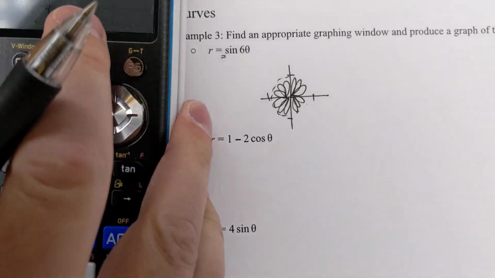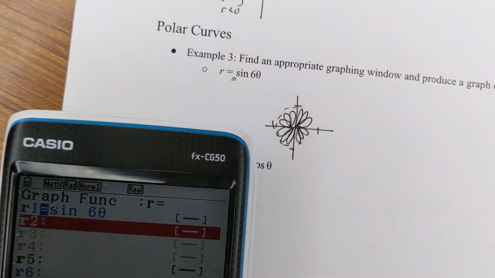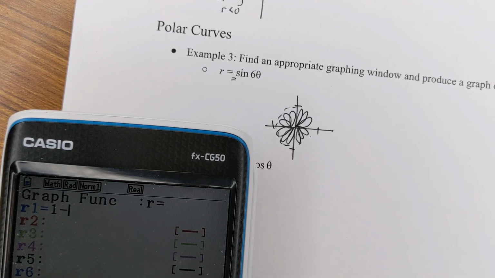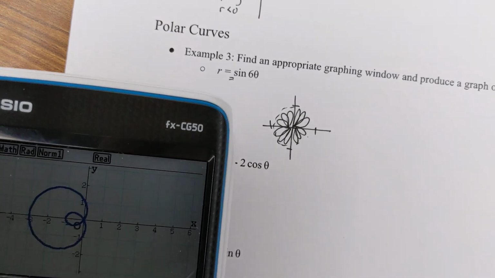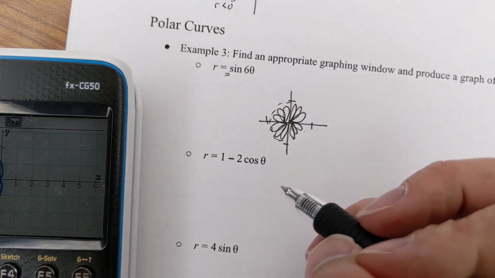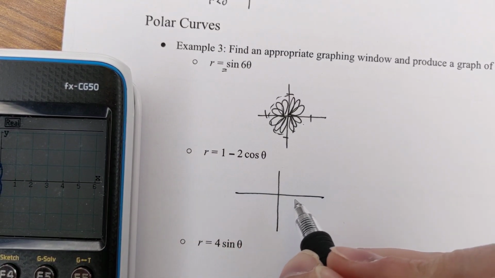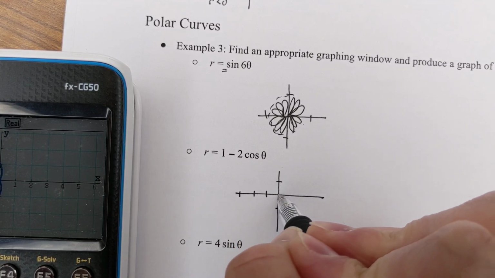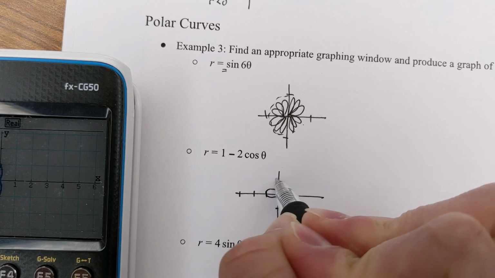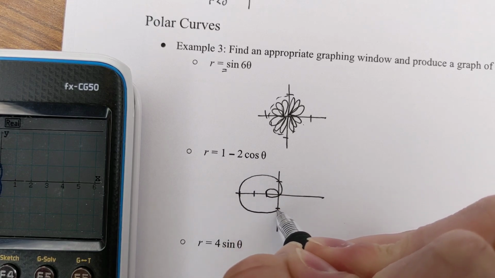1 minus 2 cosine theta. All right, so 1 minus 2 cosine theta. So that lovely shape there. So this one, let's see here, we got -1, -2, -3, up 1, up 1. So we got like this lovely little loop guy, then it crosses there, and then goes through -3, then comes back around.